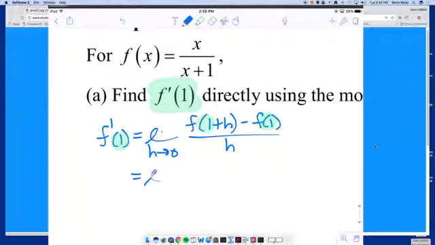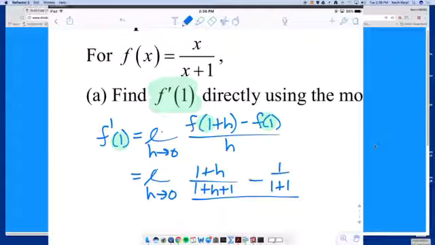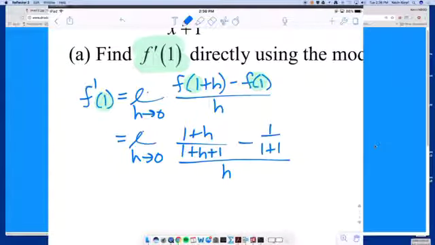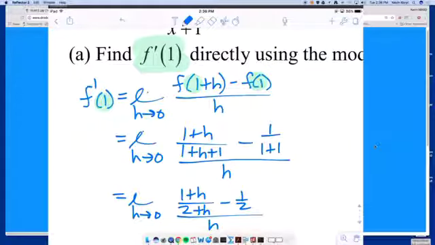Now let's evaluate it. We have the limit coming straight down here. To evaluate it at 1 plus h, I'm going to plug the 1 plus h into both values of x in my function f of x. So we're going to end up with 1 plus h all over 1 plus h plus 1. And then minus f of 1, you just plug it in and you get 1 over 1 plus 1. And all that is over h. So there's the setup. If you didn't simplify as you were setting it up, now's a good time to simplify. You can combine like terms: 1 plus h over 2 plus h minus 1 over 2 all over h.